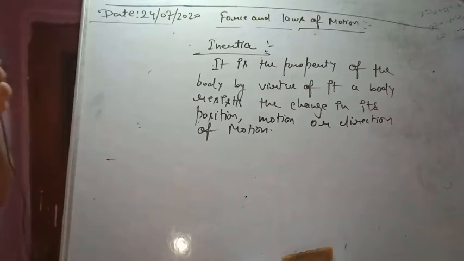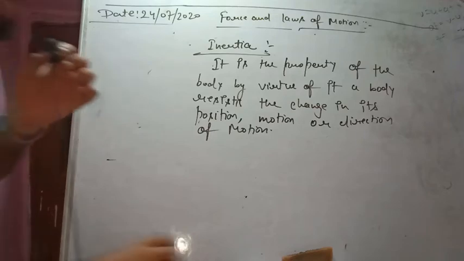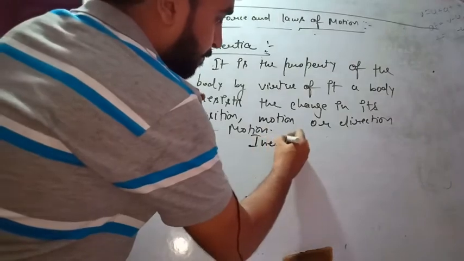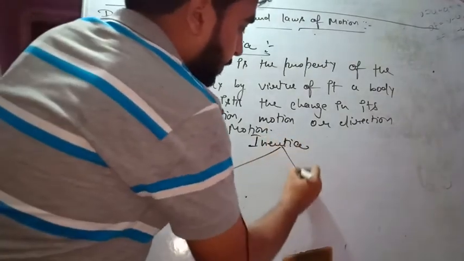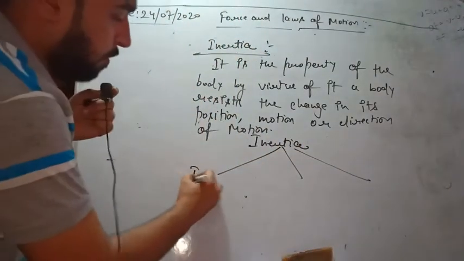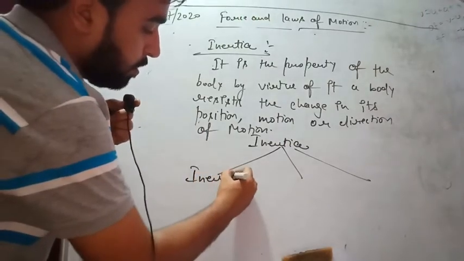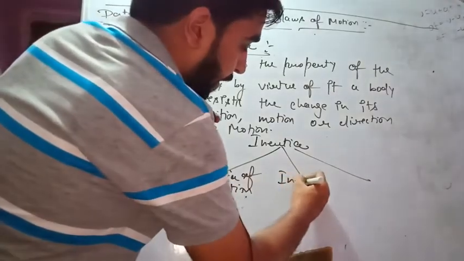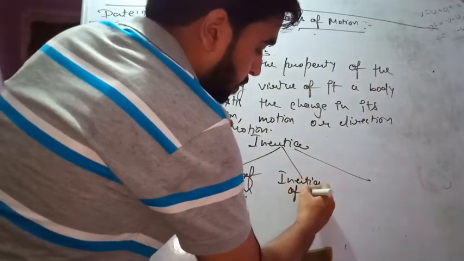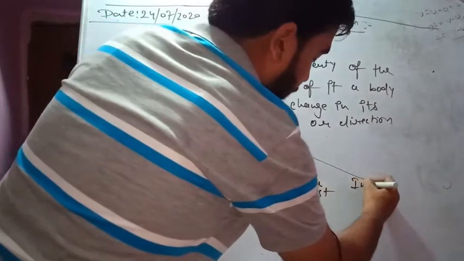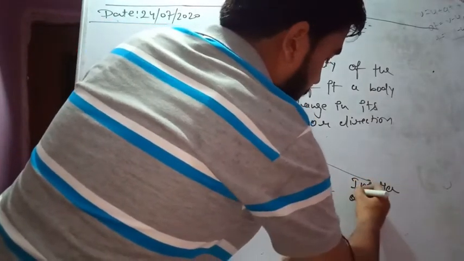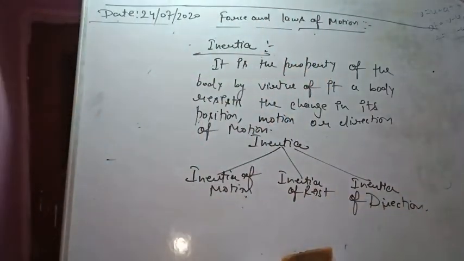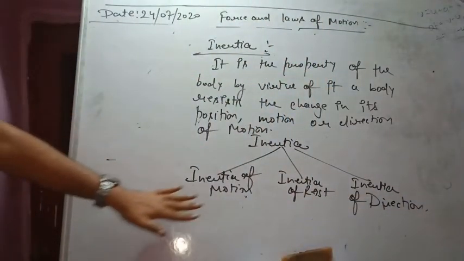So this is how inertia works, and the example which I have given you. Inertia which we are discussing can be of 3 types. One is inertia of motion. Another one is inertia of rest. Third one is inertia of direction. My sequence can be wrong, but not the explanation. So inertia of motion, inertia of rest, inertia of direction.